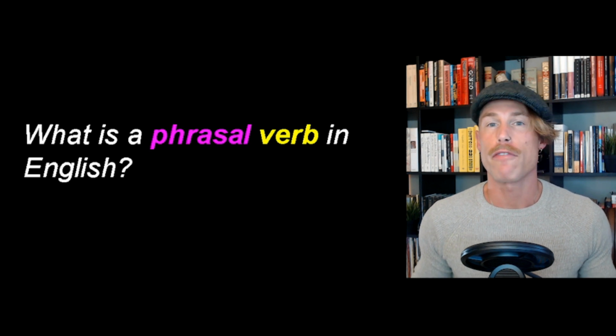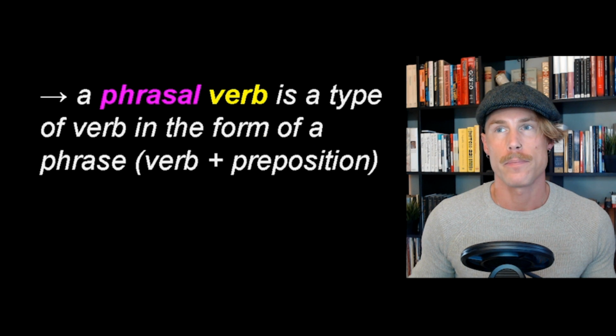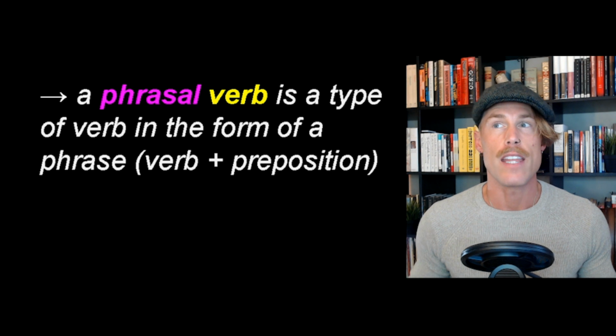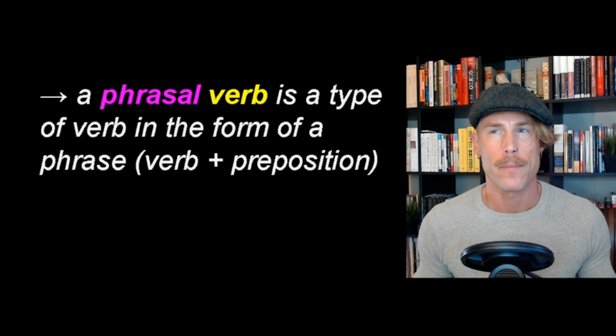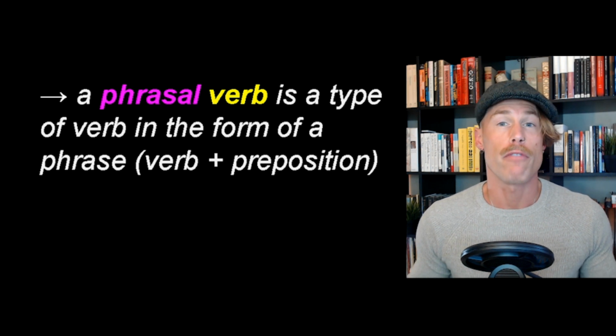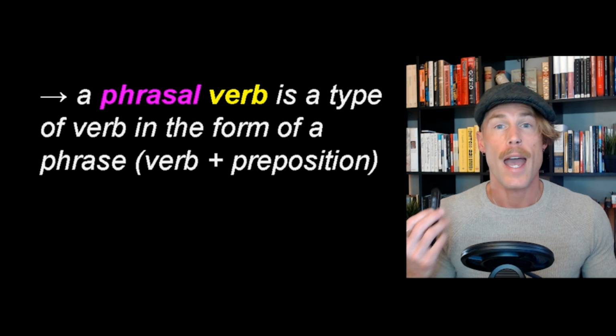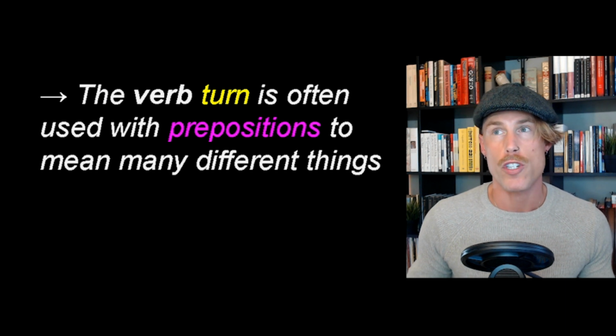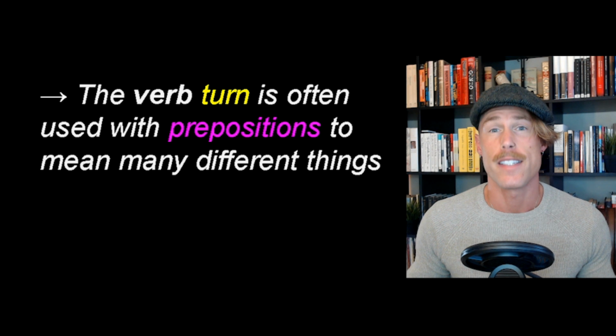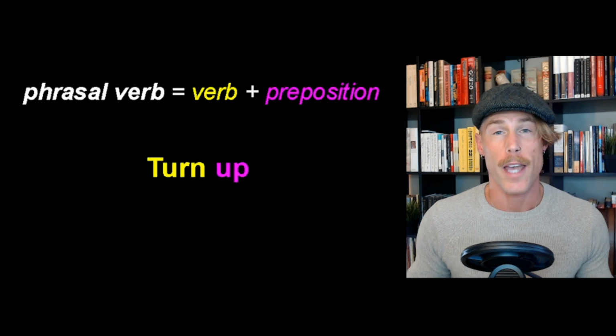But what is a phrasal verb in English? A phrasal verb is a type of verb in the form of a phrase, so more than one word. In this case, phrasal verbs use a verb and a preposition. The verb turn is often used with prepositions to mean many different things. Okay, let's talk about the 12 phrasal verbs. I will list them here.